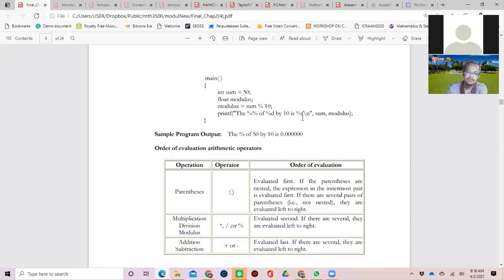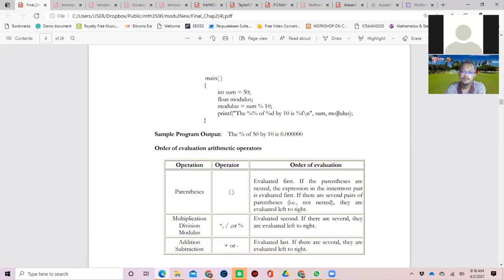Okay, now this one is to show you printf format for two values with different types of declaration. One integer, one float. So the format is like this one, and the output will be shown like this: the percent of 50 by 10 is 0.0. So why 0.0? Because we declare modulus as a float. Float means the decimal number.